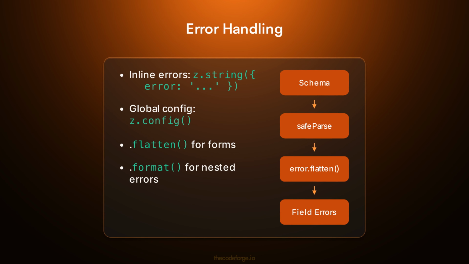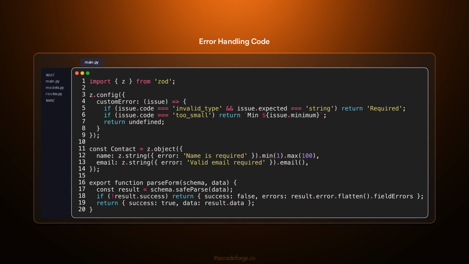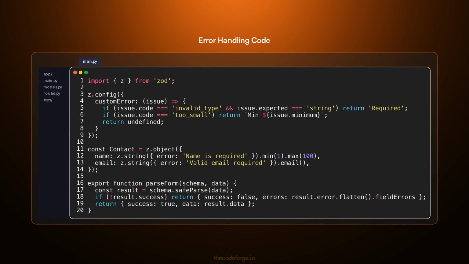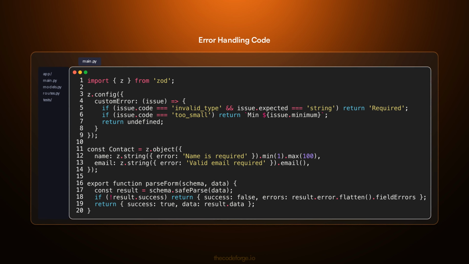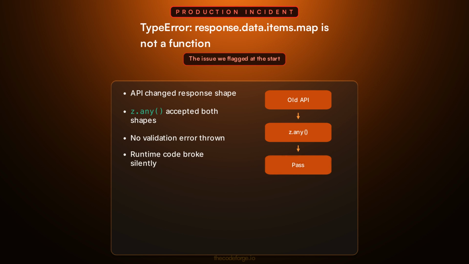Zod 4 makes error handling user-friendly. Define per-field errors inline, use z.config for global messages, and flatten for one-line form integration. We set global custom errors, define per-field errors inline, and use flatten to get a field-to-message map perfect for React Hook Form. This is the same issue we highlighted at the start.